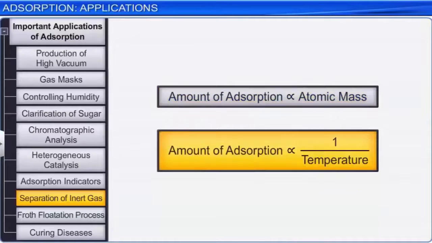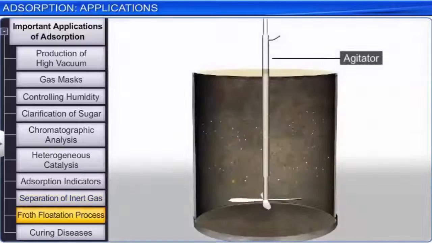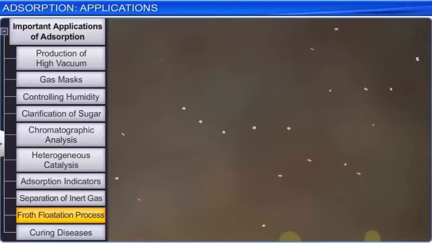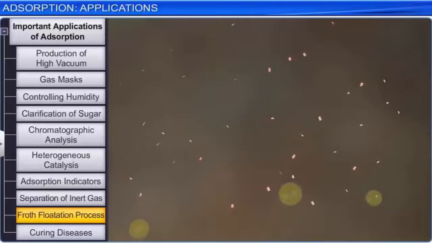The froth flotation process of concentration of sulfide ores in metallurgy is also an adsorption phenomenon. The ore particles are adsorbed on the surface of the froth, while the gangue settles at the bottom of the tank.